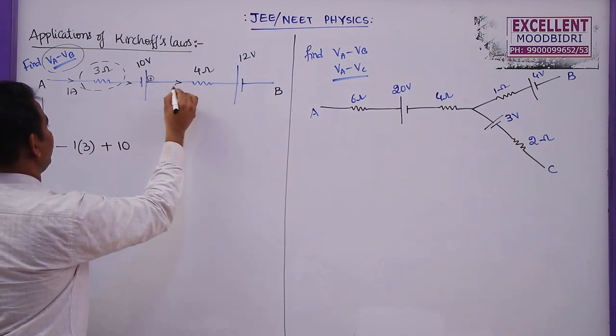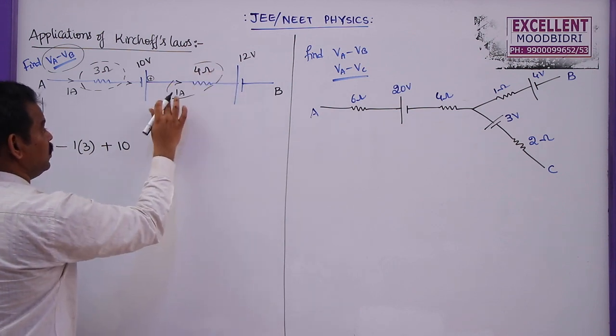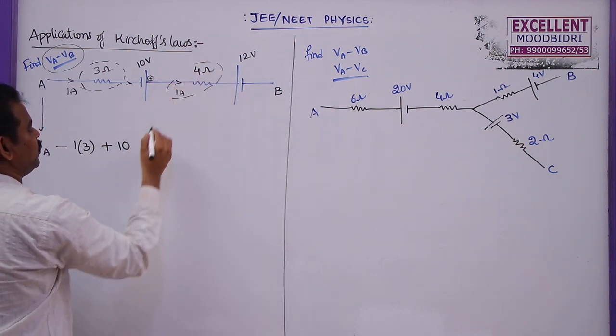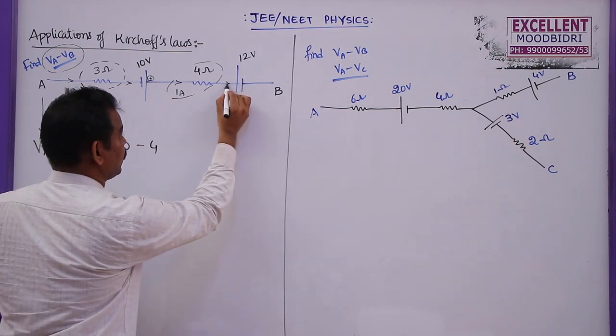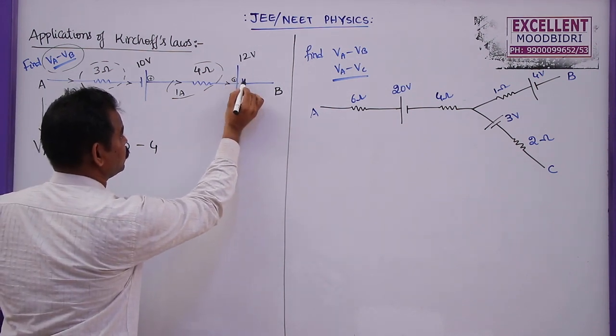So the same current 1 ampere is passing through this one. Here it will lose the potential. So 1 into 4, this is minus 4. Now you see, now the current is jumping from positive to negative.